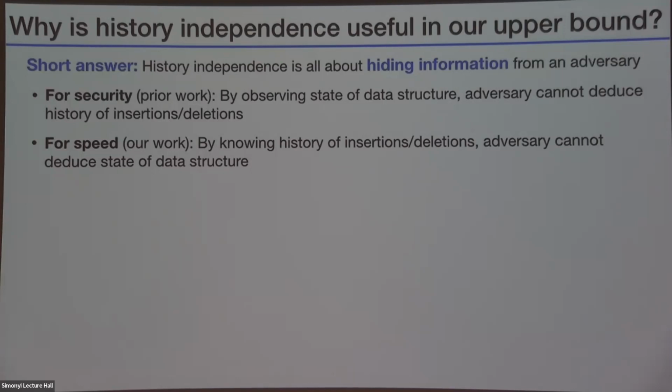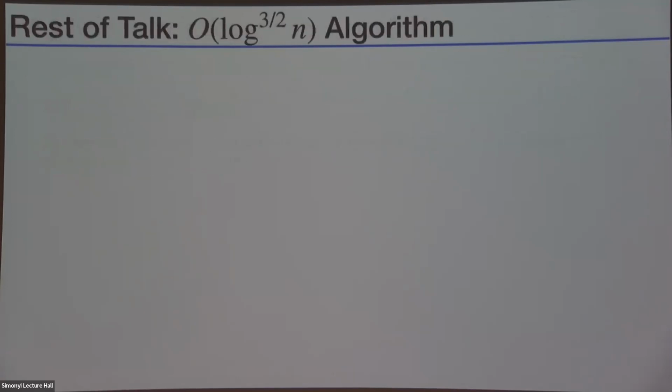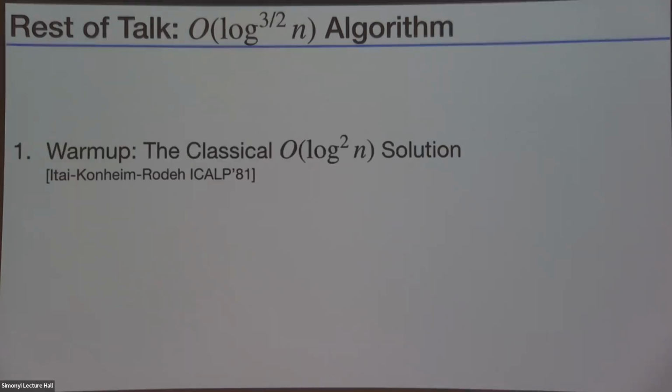Okay, so now I'm going to get into some details of how stuff actually works. The rest of this talk will be the log to the 3/2 n algorithm. I have some extra slides at the end about the lower bound if you still have energy or time by then, but the main goal is to talk about the algorithm. In order to talk about the algorithm, we first need to talk about the classical solution from 1981, and then we'll try to modify what's going on with the classical solution to get a better bound.